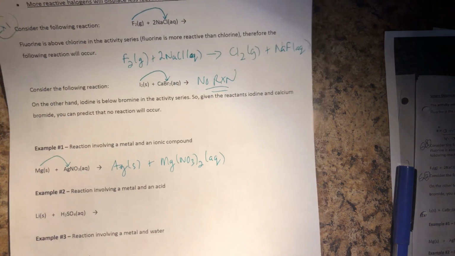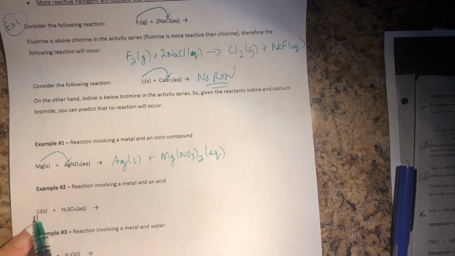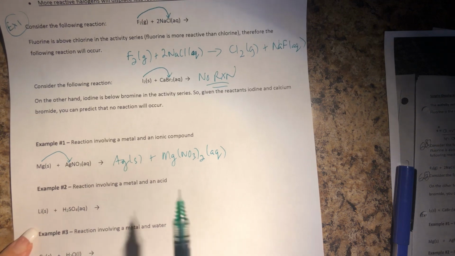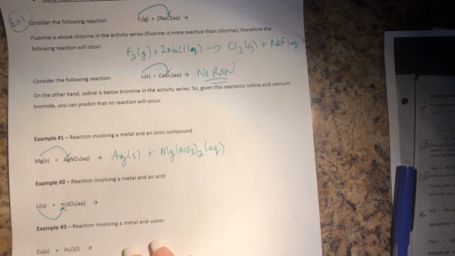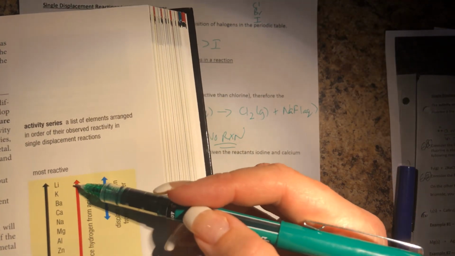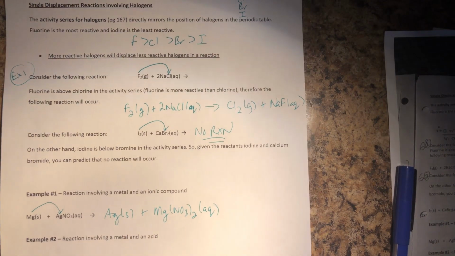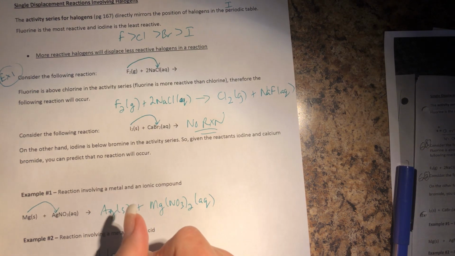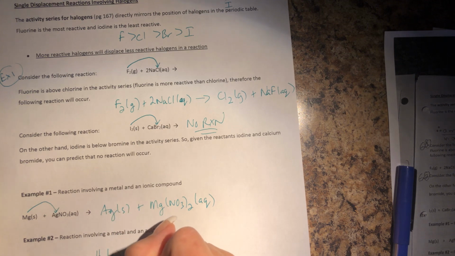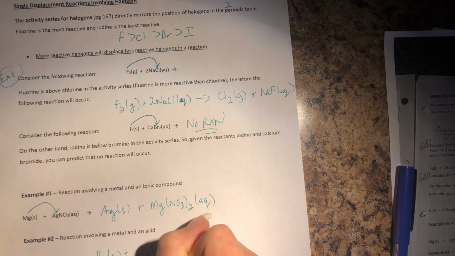Second reaction, we have lithium and sulfuric acid. So will this reaction take place? Well, we have to see, will lithium displace hydrogen? So look to our periodic table, and yes, lithium is way up there, very reactive, and it will displace hydrogen from an acid. So we will definitely have hydrogen gas produced, and lithium will come into the compound here, lithium sulfate, so Li2SO4.